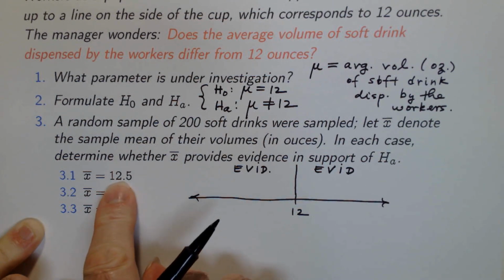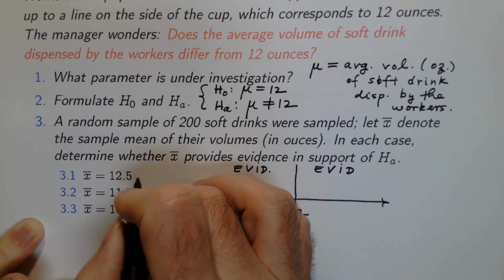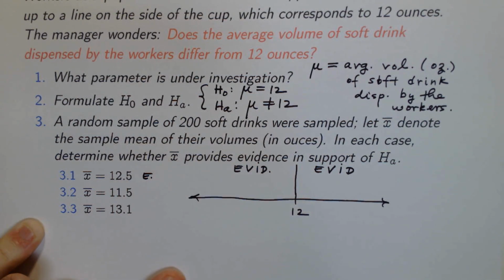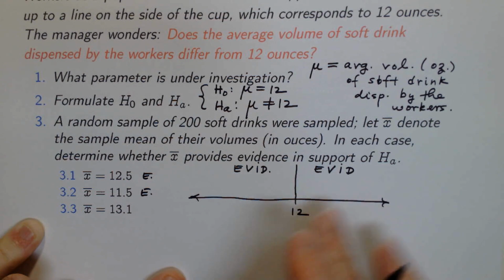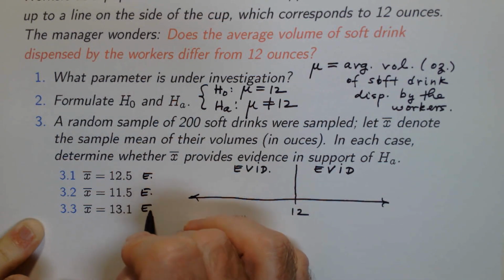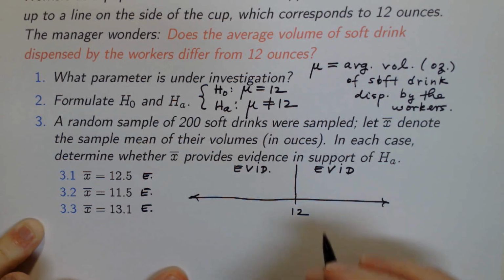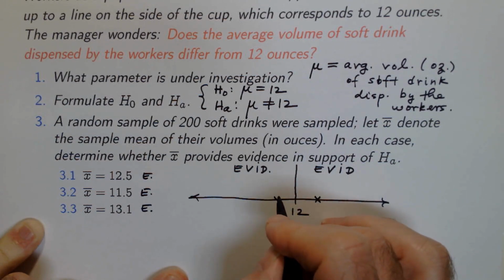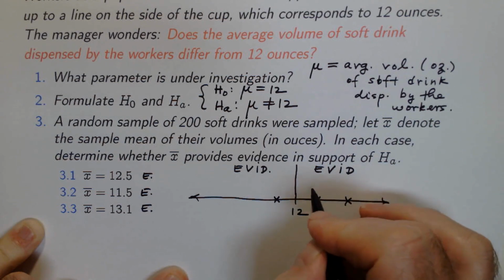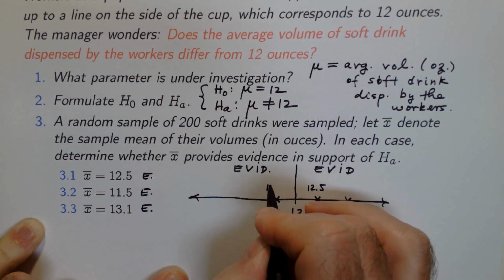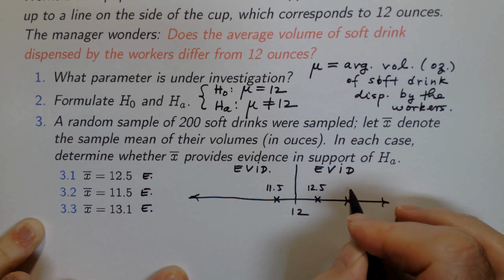So 12.5, does that give us evidence? Yes. Let's mark that as E for evidentiary. Does 11.5 give us evidence? Sure. How about 13.1? Yes. Let's do a little follow-up question. So 12.5 might put us here. 11.5 puts us equidistant on the other side, and 13.1 puts us, let's say, right here. So we've got 12.5, 11.5, and then we've got 13.1.